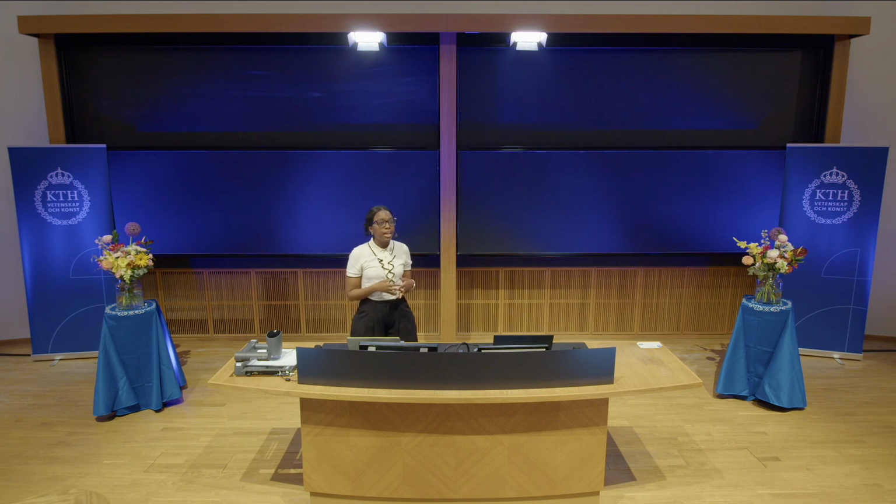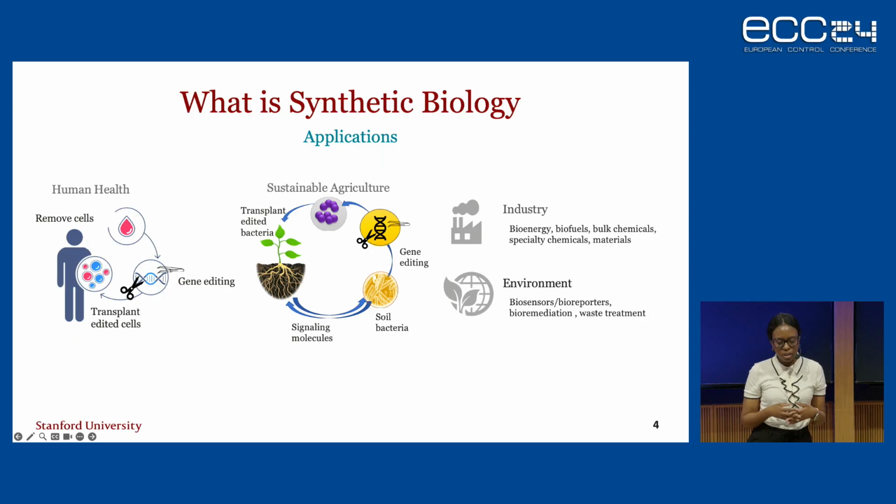The applications of these redesigned cells are vast. In human health, we can think about using synthetic biology to design vaccines, gene therapies, cell therapies, and probiotic systems. In agriculture, we can use synthetic biology to design disease-resistant plants, drought-resistant plants, and also sustainable plants. There are also applications in industry and the environment, including bioenergy and bioremediation.